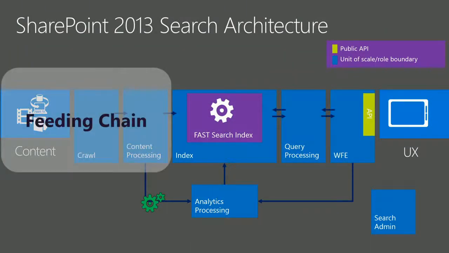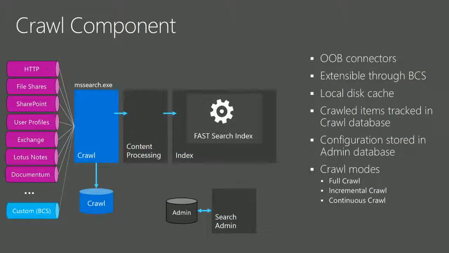So starting with the feeding chain, we start on the far left side with the crawl component. This is how we get our data into the index. So we've got data out there. We need to get a hold of it somehow. The crawler is responsible for acquiring content for the index.